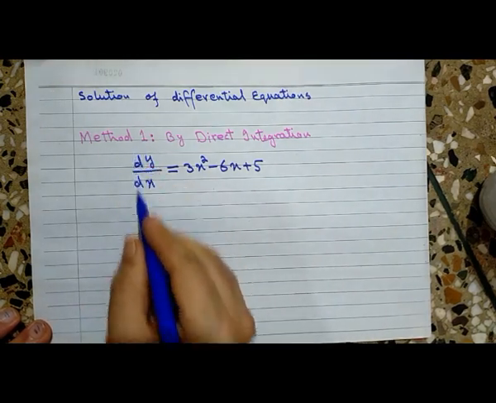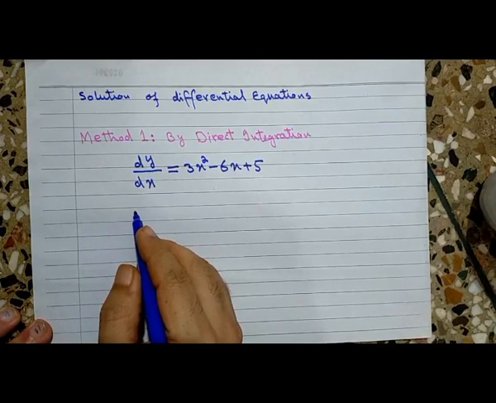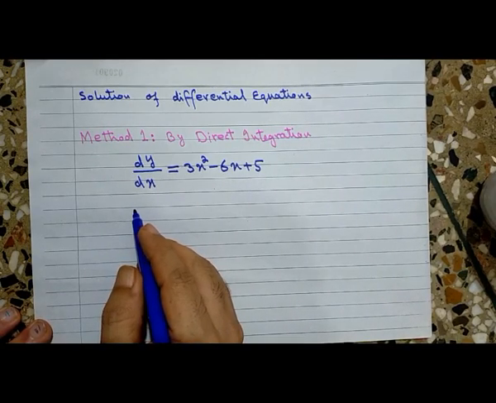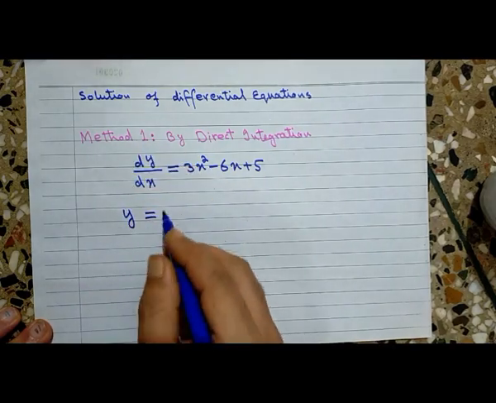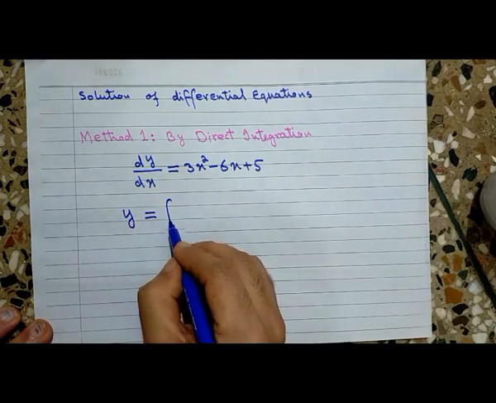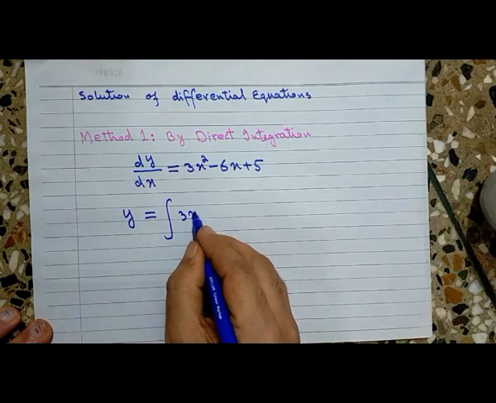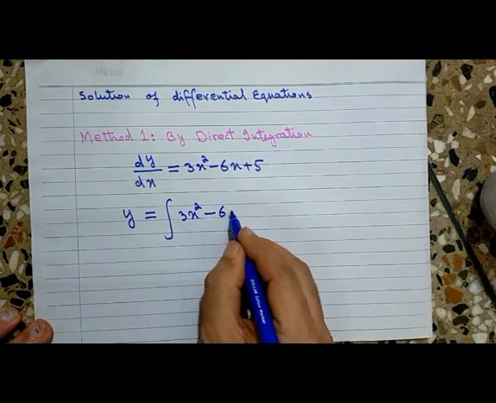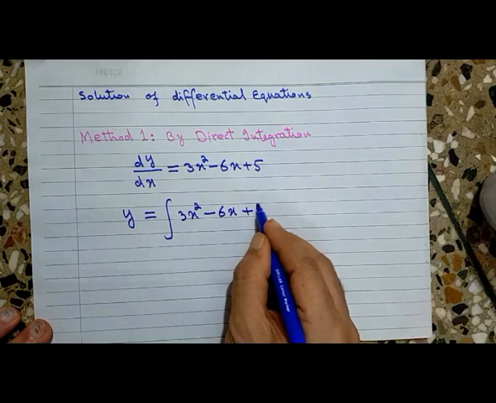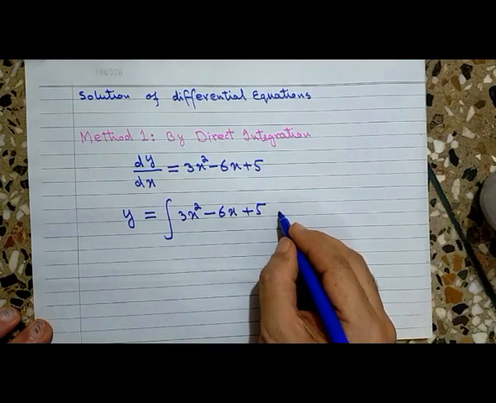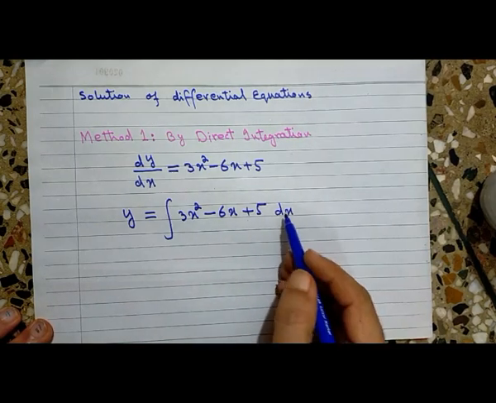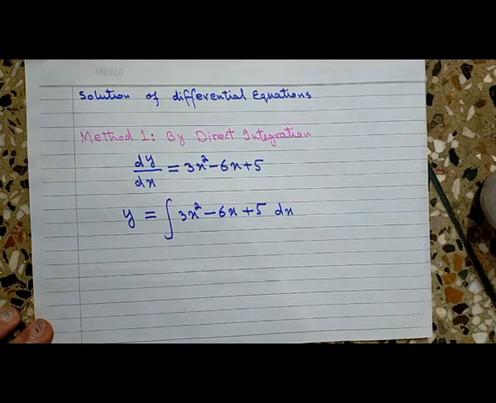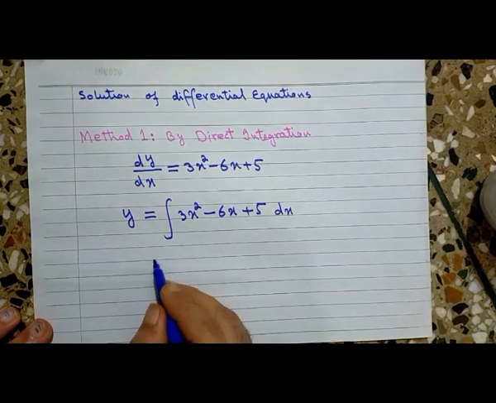Well, so just applying the simple integration techniques, this will be y is equal to the integral of 3x² − 6x + 5 dx, because this whole integration process will be carried out with respect to this differential dx. Well, it's quite easy.